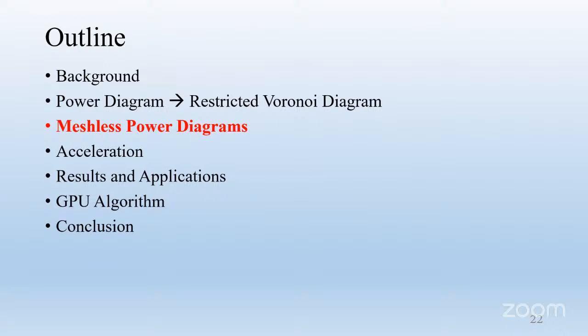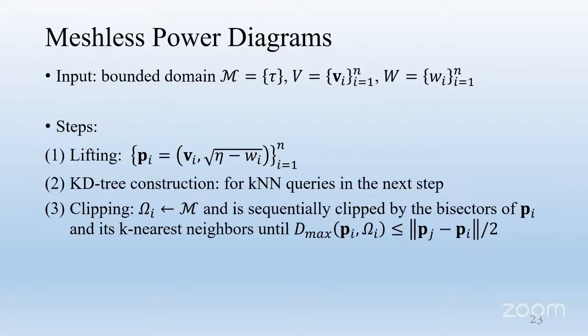Now we can introduce the meshless algorithm for computing power diagrams. The input includes a bounded domain M and a set of weighted Cs. The domain may be assembled by a set of region elements, like the polygons in the 2D case, surface cases, and polytopes in the 3D case. We first lift the weighted Cs to a set of points in the higher dimensional space, and then construct a KD tree for the subsequent k nearest neighbors queries.